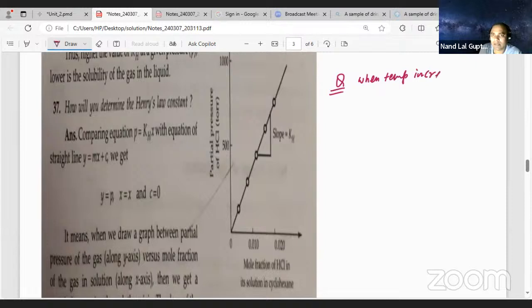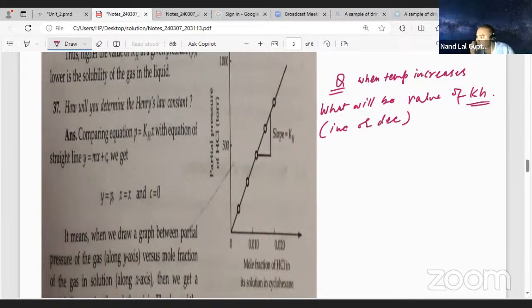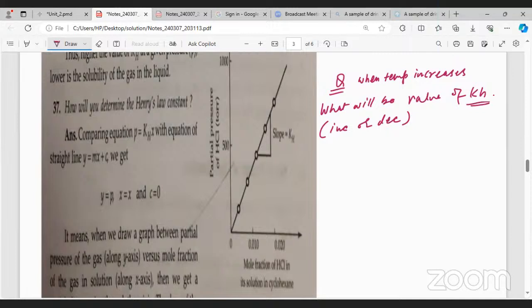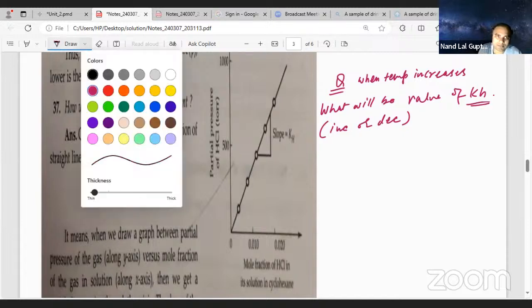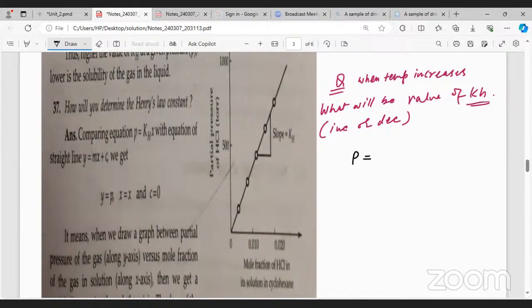When temperature increases, what will be the value of KH? Increase or decrease? You need to answer increase or decrease. Sir, the value will remain the same only. You need to explain now, or you tell me I should explain. No, sir, because here it is mentioned already.